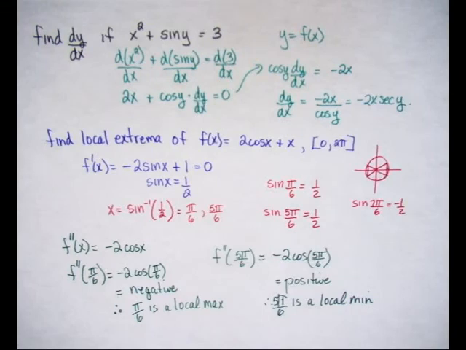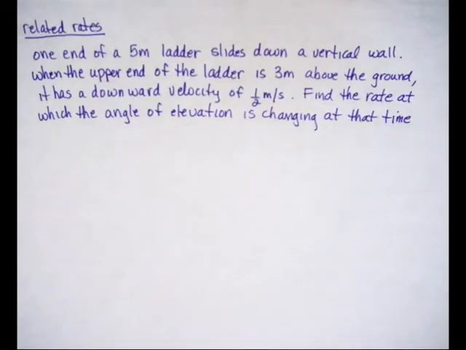Okay, so we'll do one more example. I've shown you an implicit differentiation question. We've done a curve sketching, and let's finish things off with a related rate problem. So earlier in this course, we studied a category of problems called related rates.